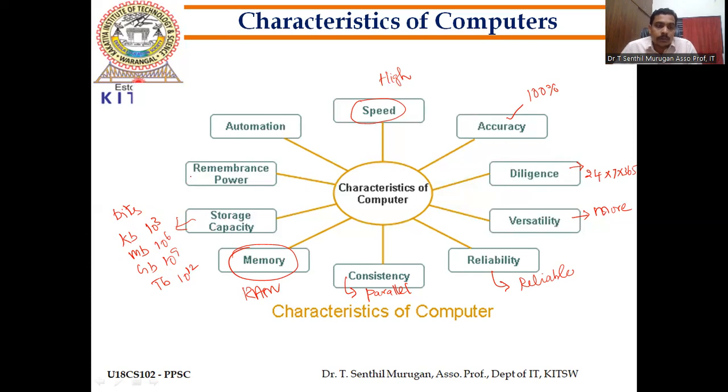Remembrance power. It has good remembrance power, that means it is not a human. Once it is stored, it will take it from the memory, and it will work with automation. Once the machine starts, it will continuously work. Automatically it will work. These are the characteristics of a computer.